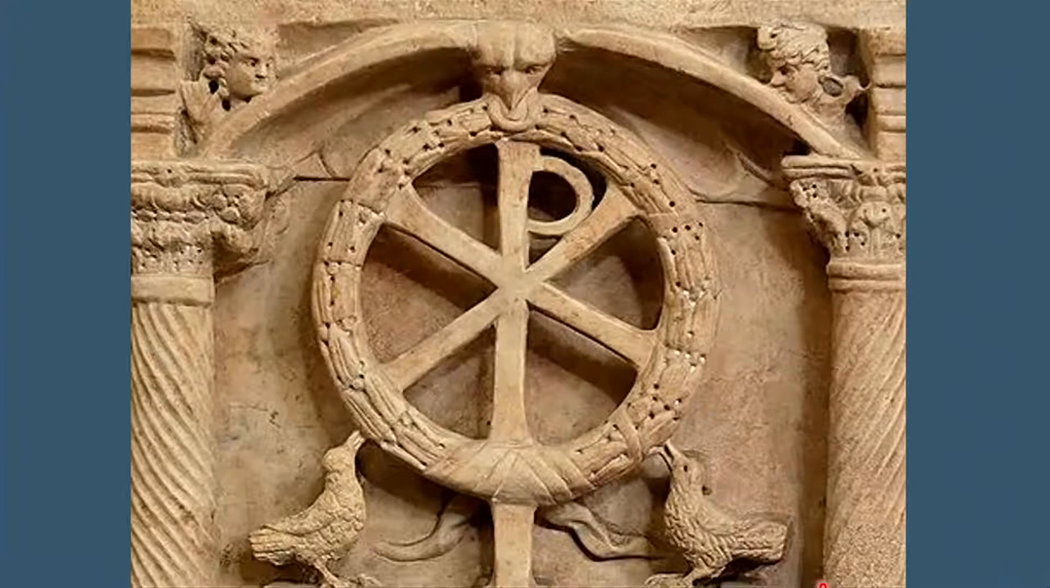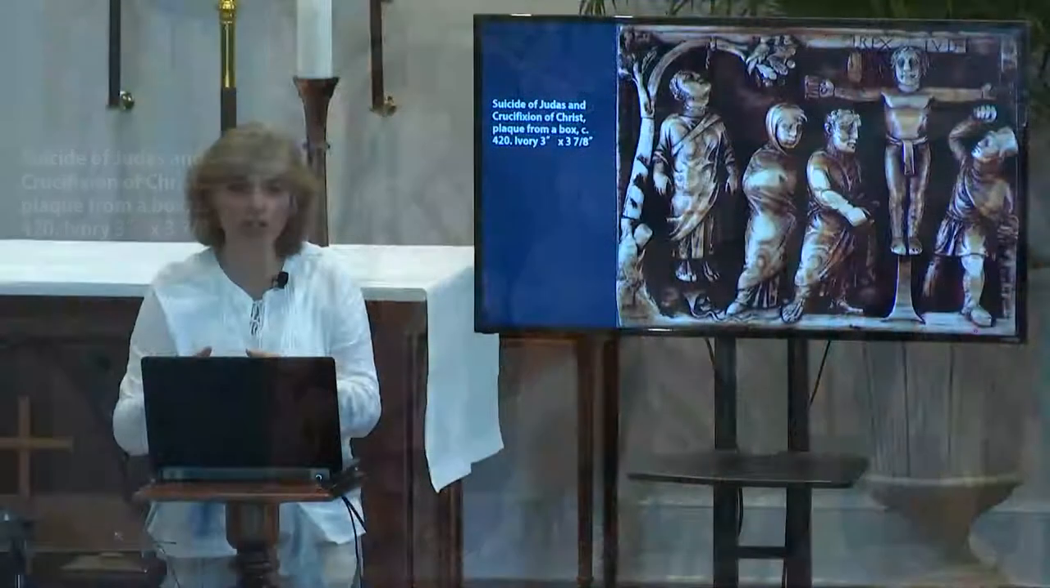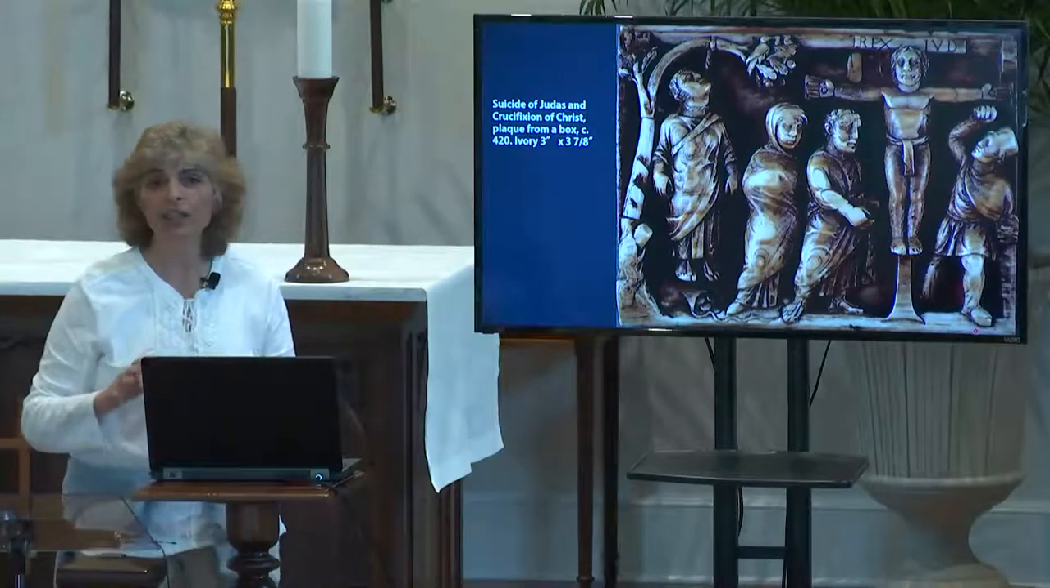It'll be a while before we see the crucifixion represented, and when we do, it brings us to this work, which may not be what you would expect. Here's a little ivory plaque that's carved. It dates to around 420. And it's one of several plaques that made up a little box into which something very precious was put, perhaps a consecrated host.